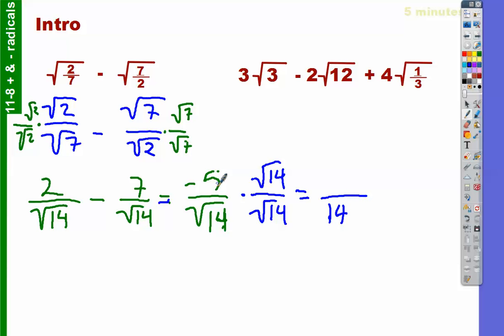What is negative 5 times the square root of 14? That's right. Negative 5 times the square root of 14. And so there's my answer. I have successfully subtracted those two fractions, and I don't have a square root in the denominator.